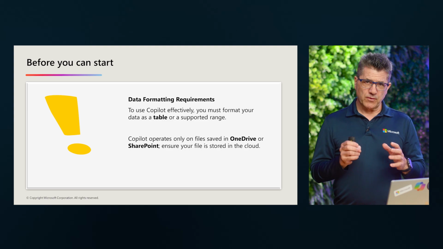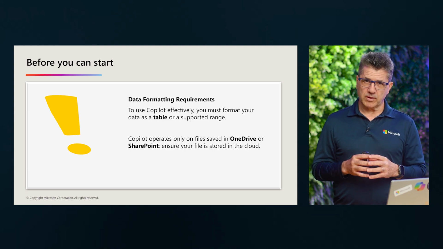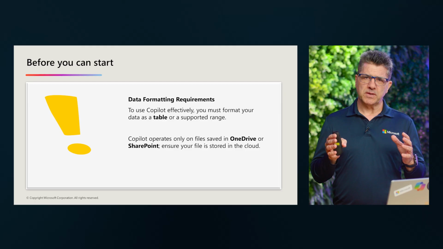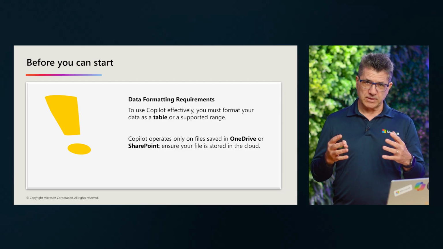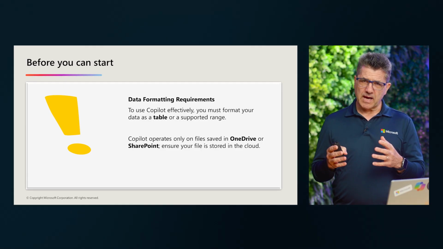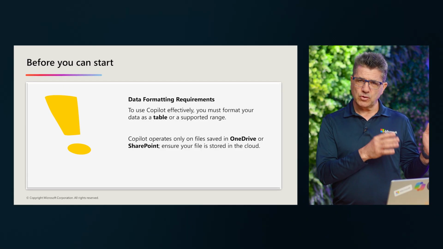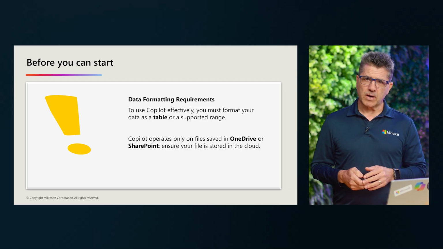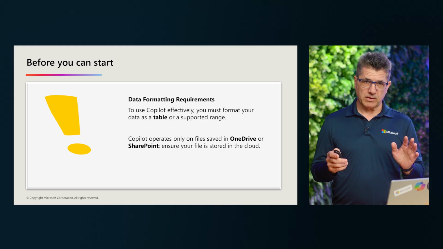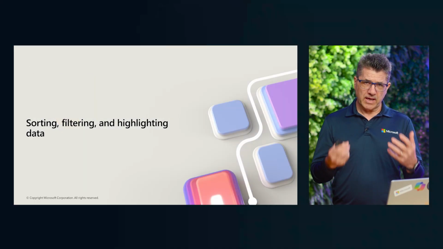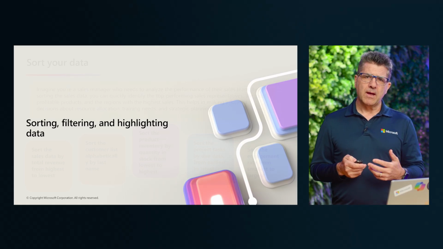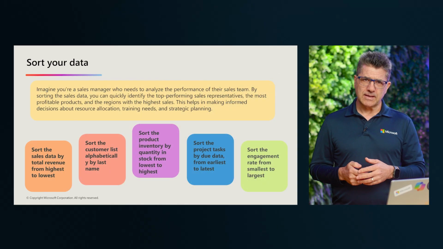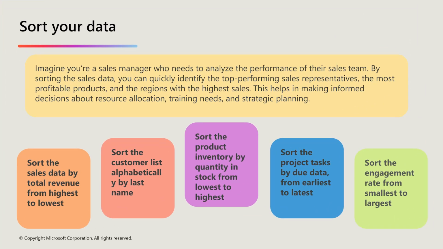Before anything else, it's important for us to know that there is one critical requirement. First, that your data must be in a table format in order to be worked on efficiently by Copilot. At the same time, you must ensure that you have saved your content in OneDrive or SharePoint. Those are the basic requirements we are going to have. If I create a spreadsheet and I want to start working, sorting, filtering, highlighting, I need to ensure that the data is available there.